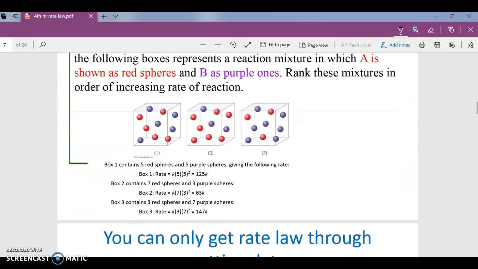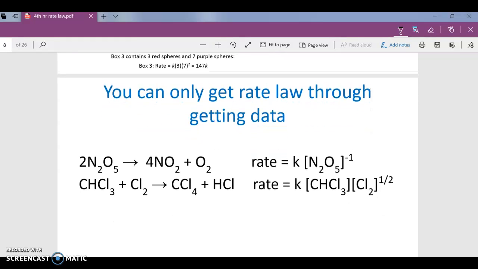Here's the work for you. Okay, so far hopefully you're getting the idea of what a rate law is. We can actually plug in numbers and see how fast the reaction goes.